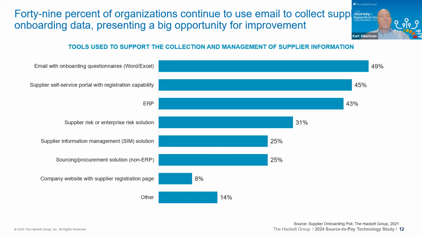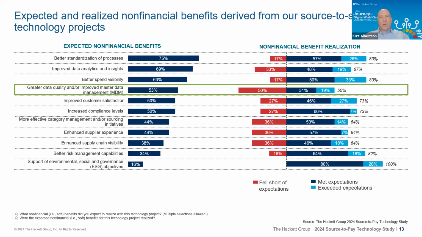One more slide I'll show you before I turn it over to the main stars of the show. We just did a study that looked at, if we think about our broader source to settle technology projects, what are the non-financial, total cost of ownership objectives? Yes, we want to drive benefits from a financial perspective, but you see data quality, better supplier master information data, as one of those critical top 5 objectives we have for these programs.